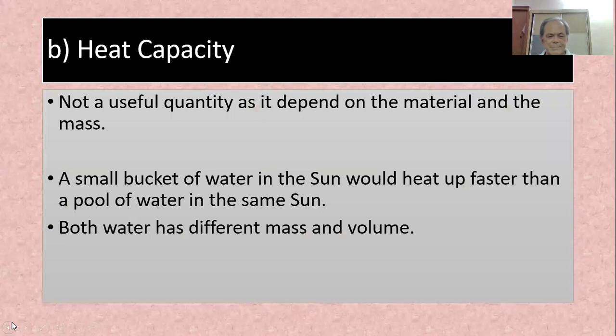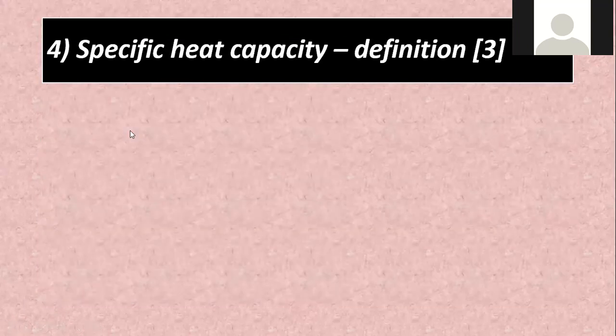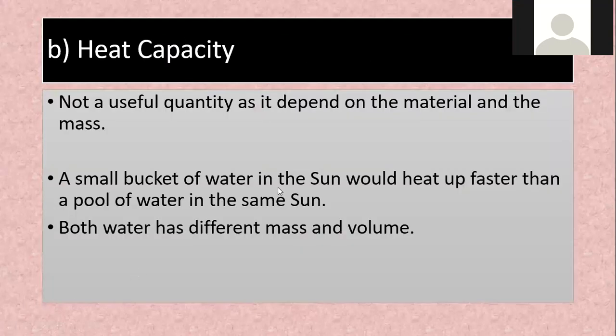Teacher, how come the water has different mass and volume? I thought all water has the same mass. No, this is a small bucket. A small bucket has smaller volume and smaller mass. A bigger pool has bigger volume and bigger mass. So it depends on its size and shape.